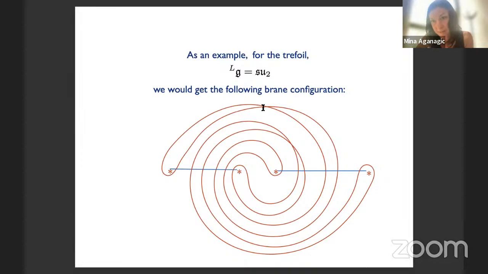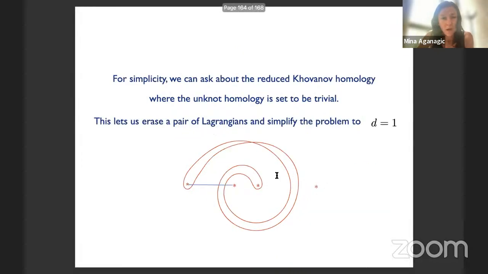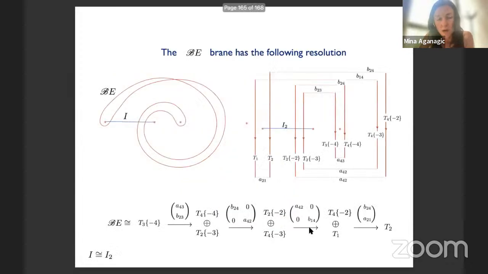We'd have the following pair of branes, the red brane and the blue brane. For simplicity, we can ask about reduced Khovanov homology, where the unknot homology is set to be trivial. This last step erases a pair of Lagrangians and simplifies the problem to a one-dimensional one. The braided figure eight brane can be stretched out along the cylinders. Here, the axis of the cylinder actually runs vertically. So it can be stretched out into T branes while recording how it breaks at the two infinities of the Riemann surface.